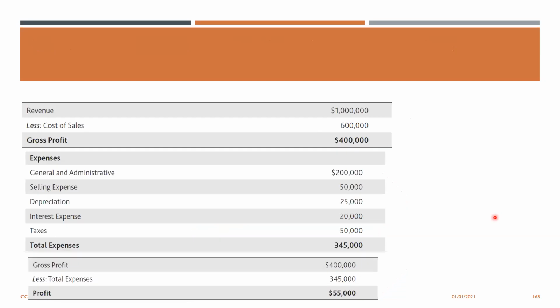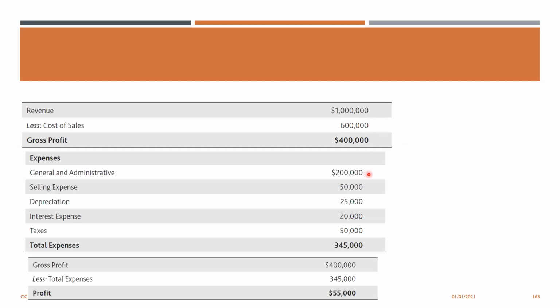So let's take a look at this example here. In the example, this is from the book, the company had revenue of 1 million. We're going to minus the cost of sales. Cost of sales is direct product cost. Think of it as factory cost. For example, cost of raw material, cost of labor, cost of electricity, gas, all those things which are input to the product, those are the cost of sales. So they're left with 400,000.